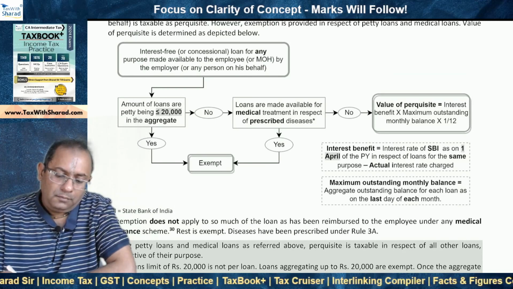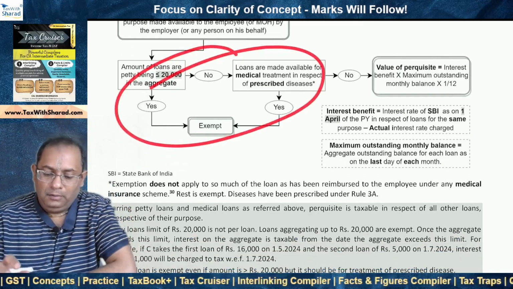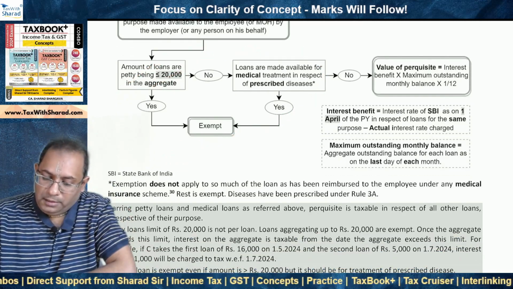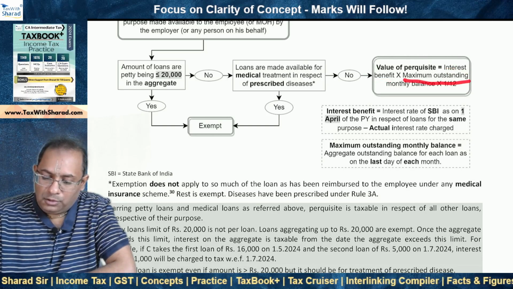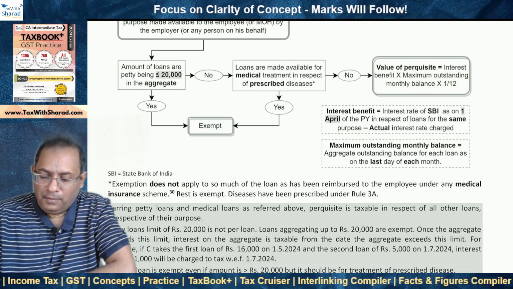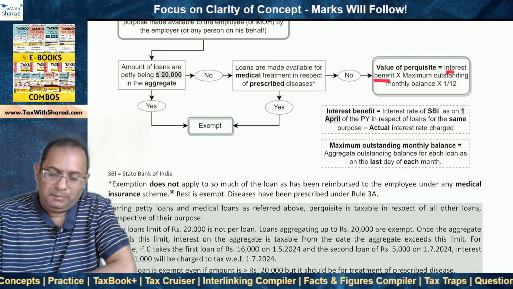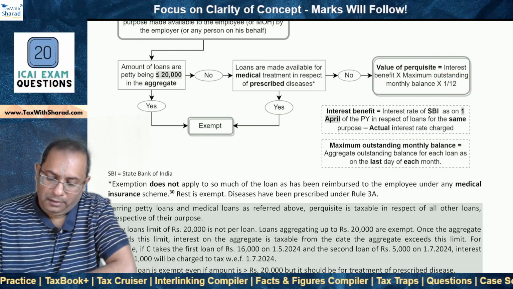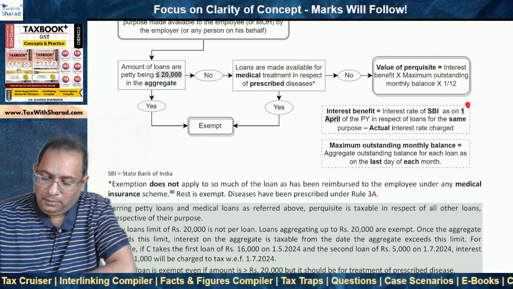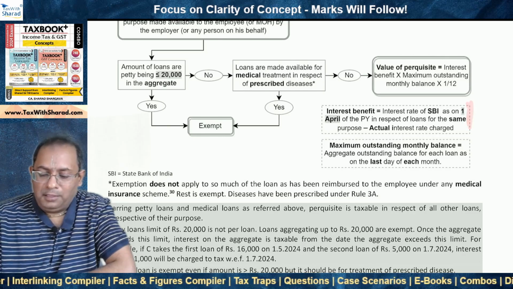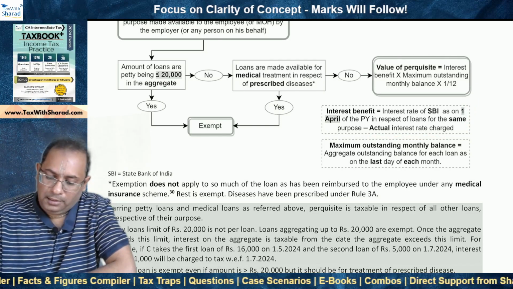So how do we make the valuation? If these exemptions are not available, then how do we make the valuation? So the value of perquisite is equal to interest benefit into maximum outstanding monthly balance into 1 by 12. Interest benefit is basically the benefit that you are getting on account of interest, and that is basically the market rate of interest minus the actual interest that is charged from you as an employee.